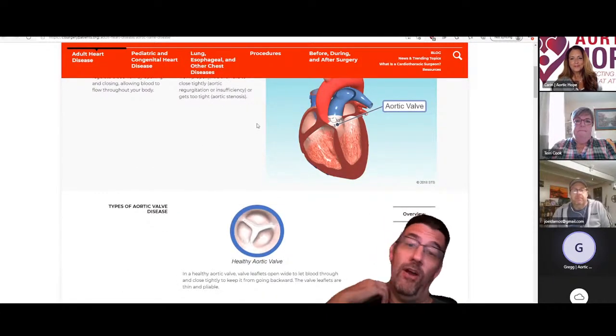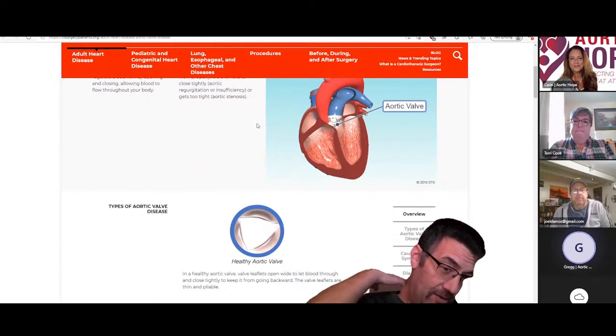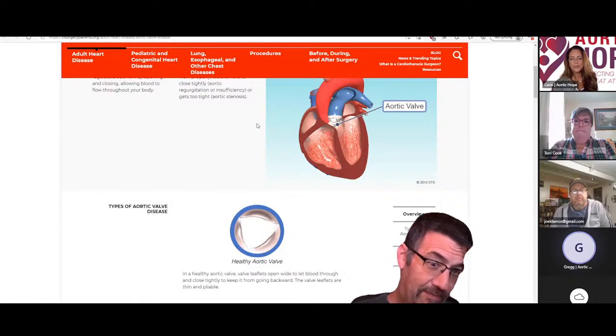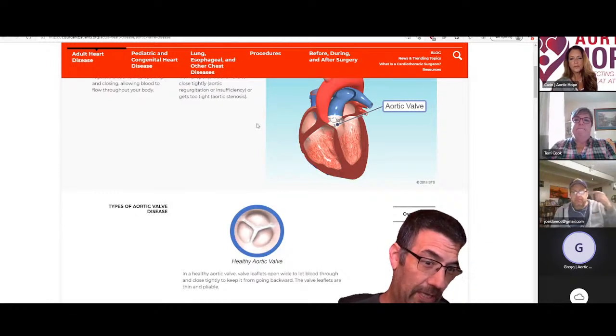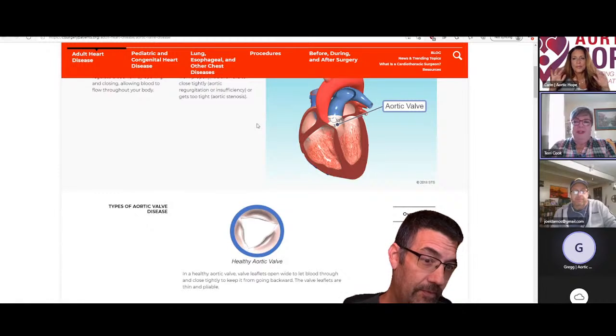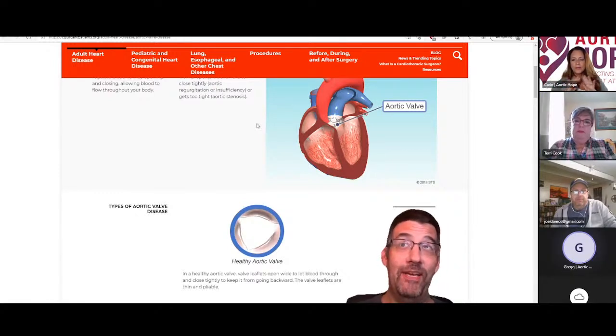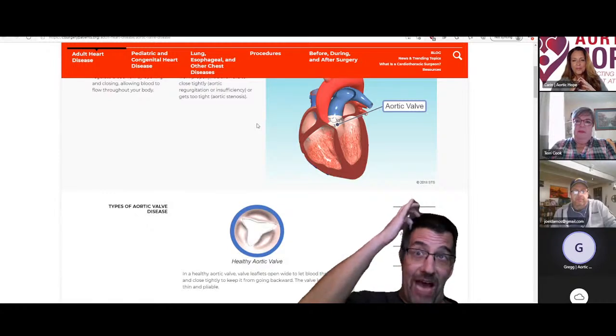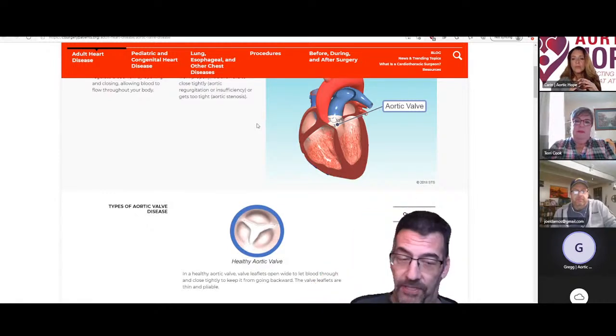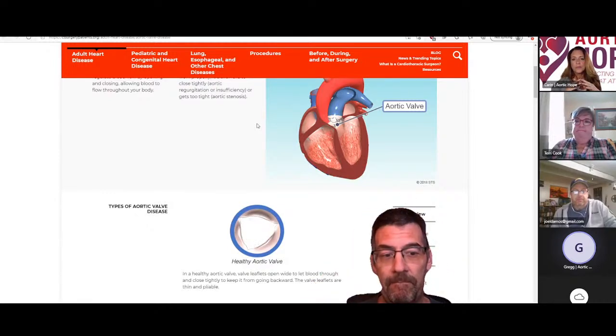Now, I don't know where to go first here, because I think everybody here dodged valve involvement, if I'm correct. Like a bullet. Correct. Okay, so none of us have actually had valve problems. Does anybody have a valve that's being watched for insufficiency or anything like that?